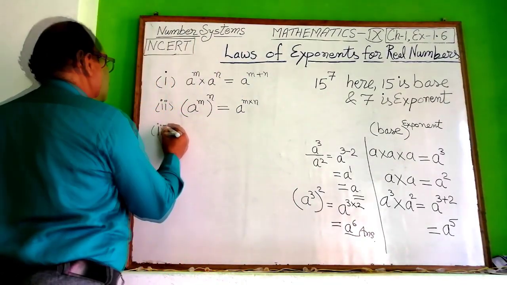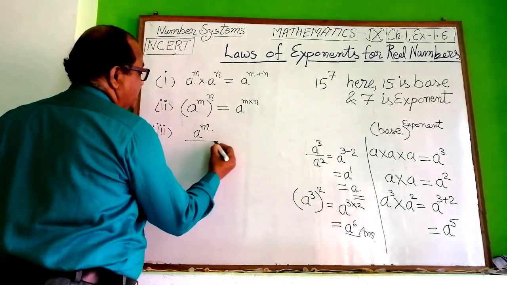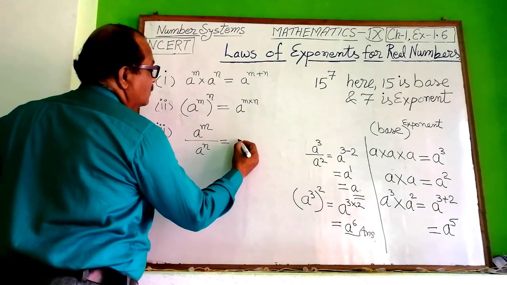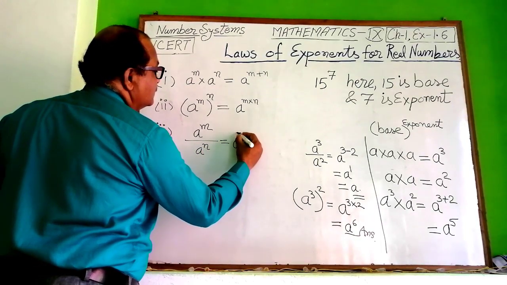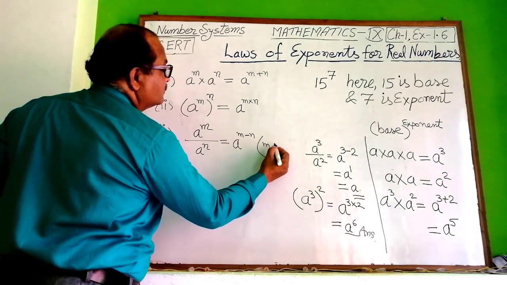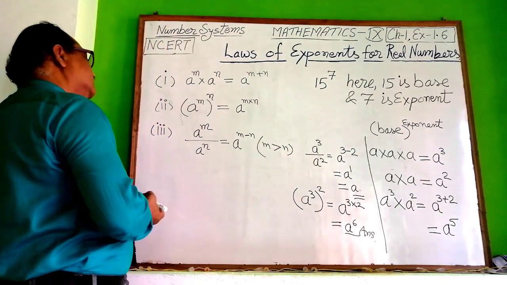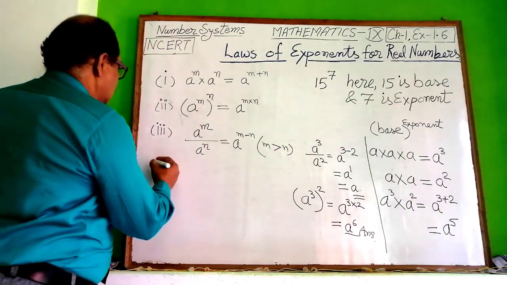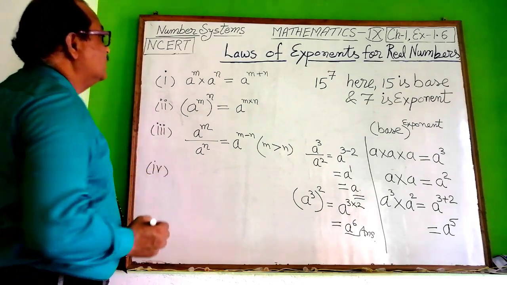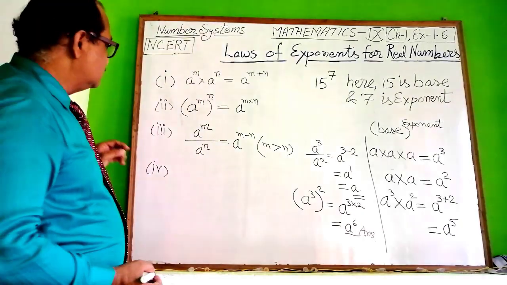Come to the third law of exponents. a to the power m divided by a to the power n is equal to, you can write it as a to the power m minus n. Here m is greater than n. Now see the fourth law. Here you can see a, m, n, all these are natural numbers.